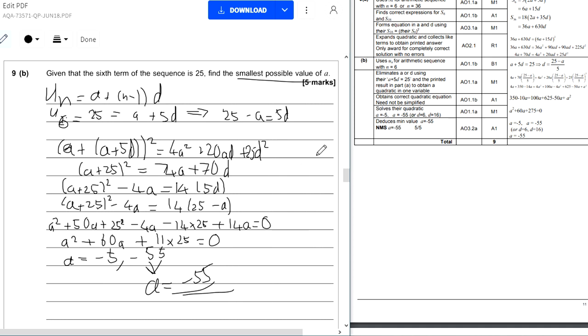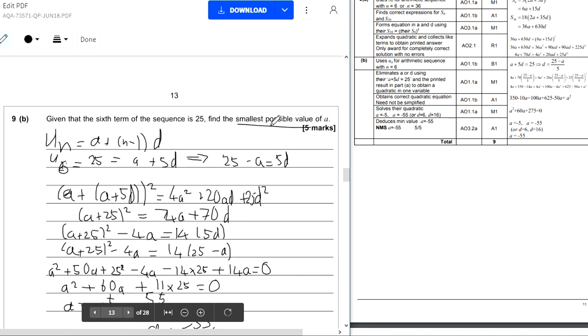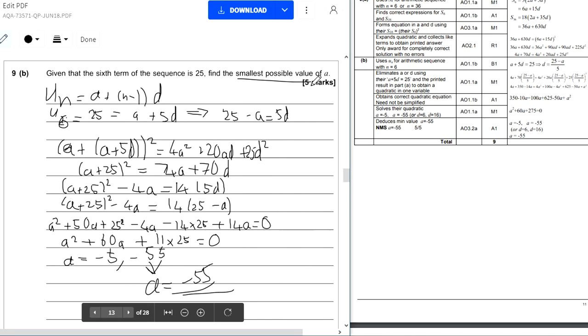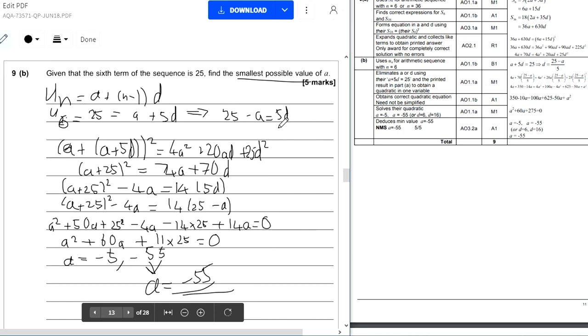The main point is you're trying to get rid of d in this equation that you're given here, because you're going to get some polynomial of a, which is exactly what you're looking for. Here you're trying to find a, and the fact that it says smallest possible value means it's probably going to be more than one value, so a polynomial. Yeah, that's really all I've got to say about that question.